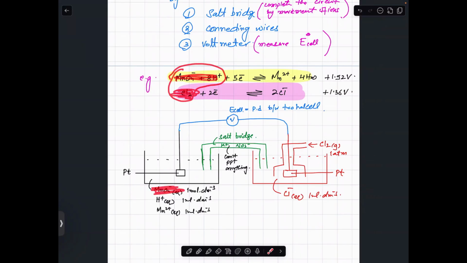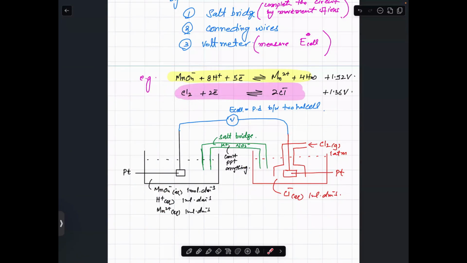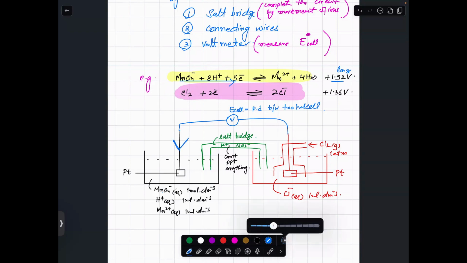So the manganate can gain and the chlorine gas can also gain. On this side, there is a species that can gain and there is a species that can gain. But among these two, which one is going to gain? The one with a large E naught. So which one has large E0? The manganate, 1.52, is large. So this one is gaining electron. MnO4 will gain electron.